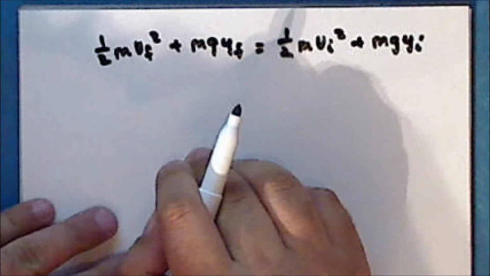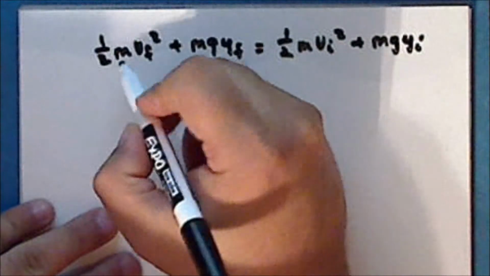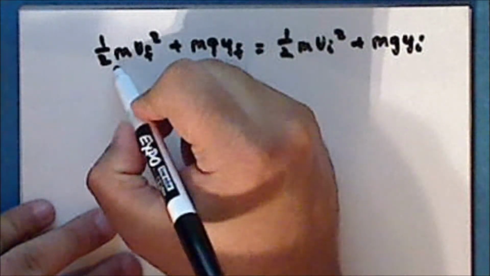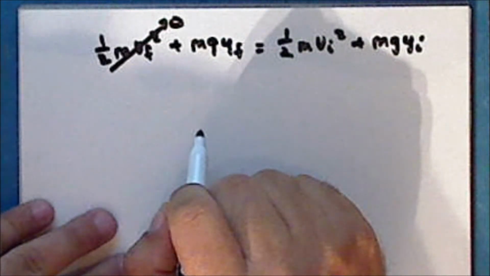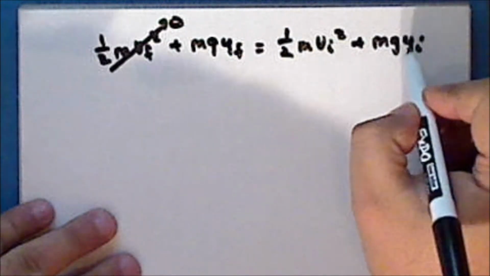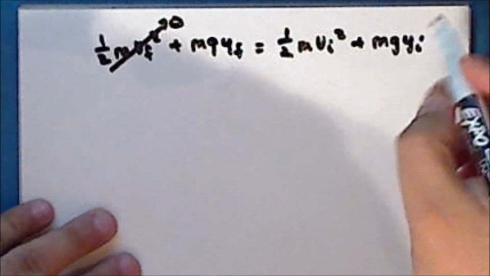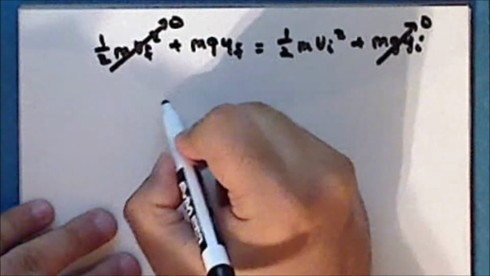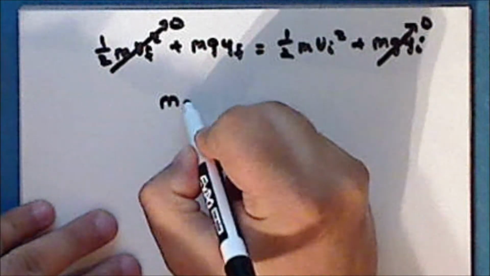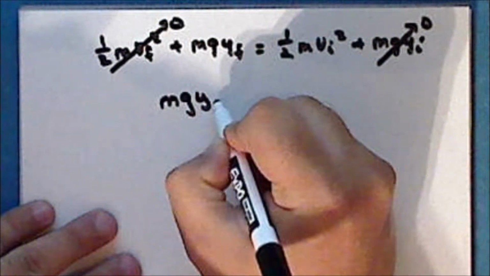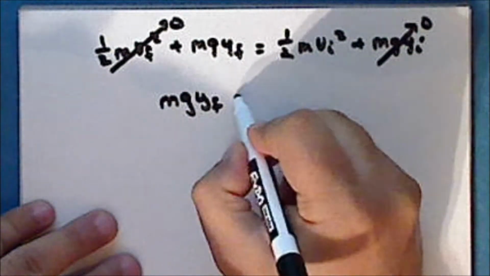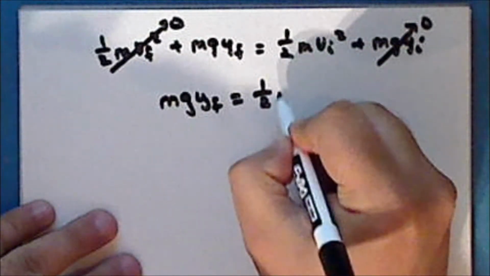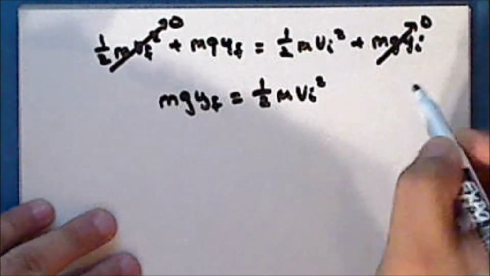Now, if the puck just makes it to the top of the ramp, then at the top of the ramp, its final speed is 0. And we can choose our reference frame so that the bottom of the ramp, that is the initial y position, is 0. So we have the simplified equation. The mass times the acceleration due to gravity times the height of the ramp is equal to 1/2 the mass times the initial speed squared.